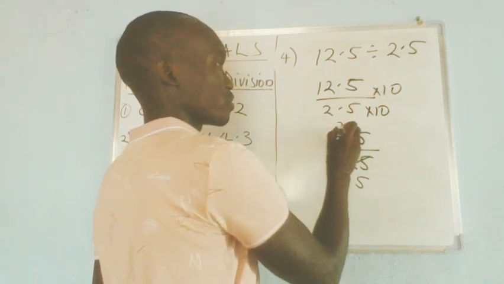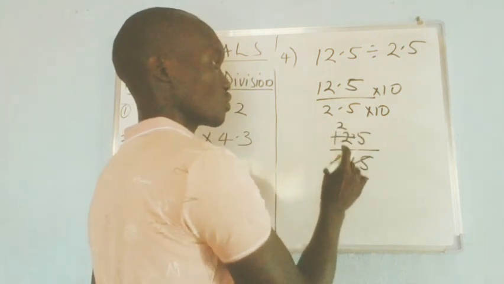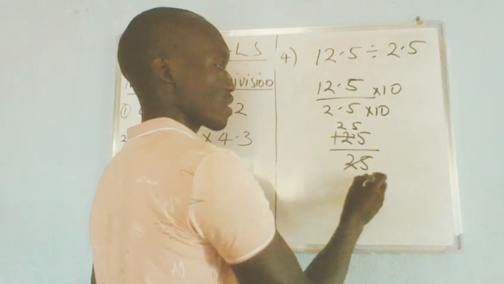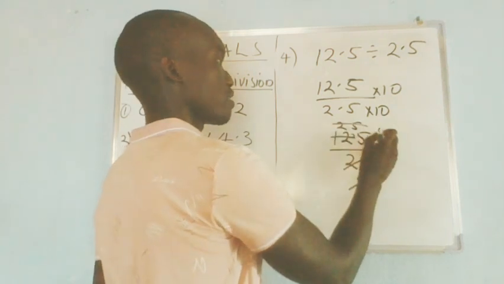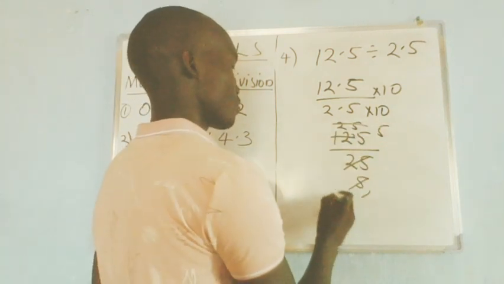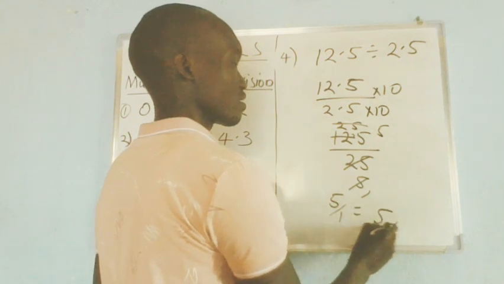12 by 5, that will be 2 because of 10 remaining 2. 25 by 5 will be 5. By 5 will be 1. 25 by 5, that will be 5. So 5 over 1 is the same as 5.